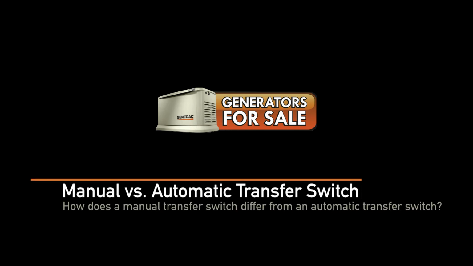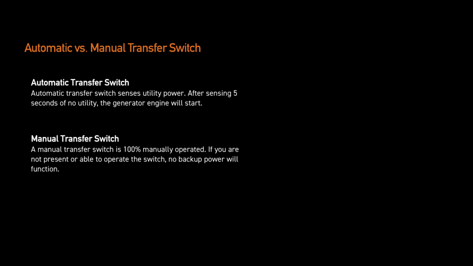How does a manual transfer switch differ from an automatic transfer switch? Automatic transfer switches sense utility power. After sensing 5 seconds of no utility, the generator engine will start. A manual transfer switch is 100% manually operated. If you are not present or able to operate the switch, no backup power will function.